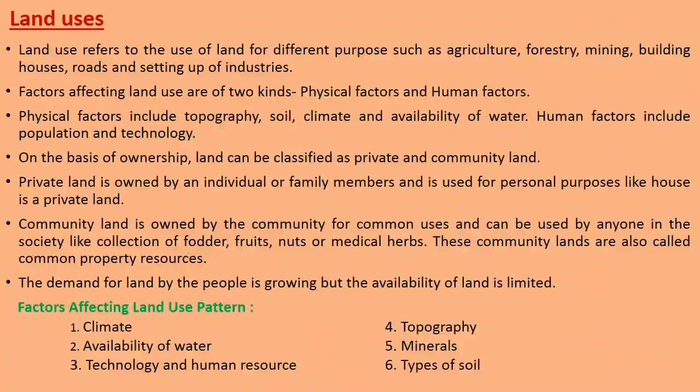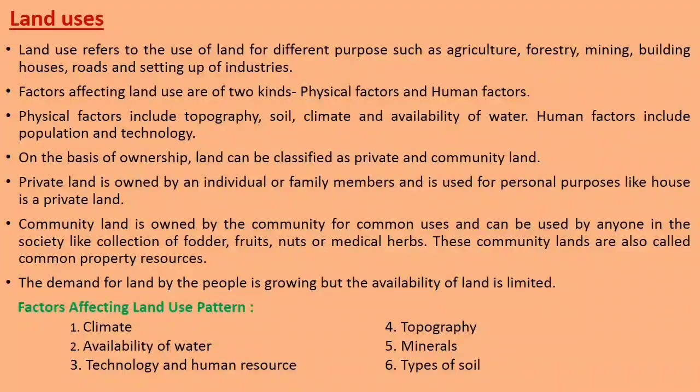On the basis of ownership, land can be classified as private and community land. Private means that it is owned by an individual. Private land is used by an individual or his family members, and this type of land is used for personal purposes. And the community land is for some common purpose, such as collection of fruits, grains, nuts, water, vegetables, medicinal herbs, etc. The land which is for community purpose is known as common land or community land. The demand for land by the people is growing, but the availability of land is limited.